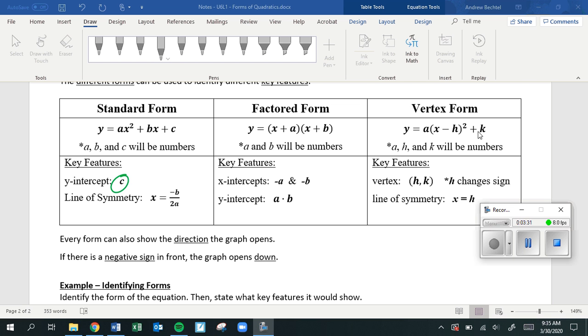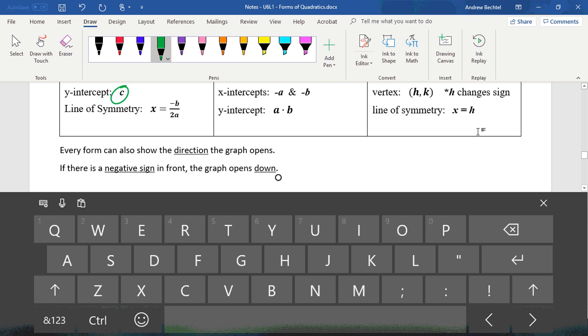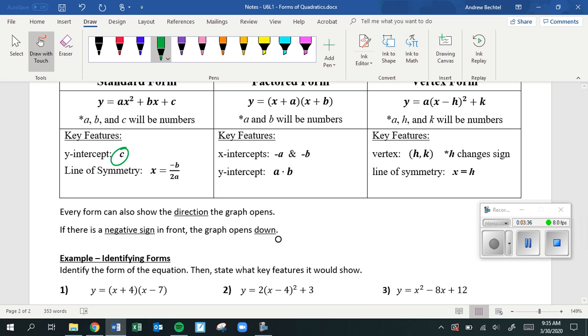So those 2 numbers there are the vertex. We want to remember, though, that the h is going to change signs. Because the equation says to subtract h, we need to change that sign there. There's something else we can see from every form, and that is the direction that the graph opens.